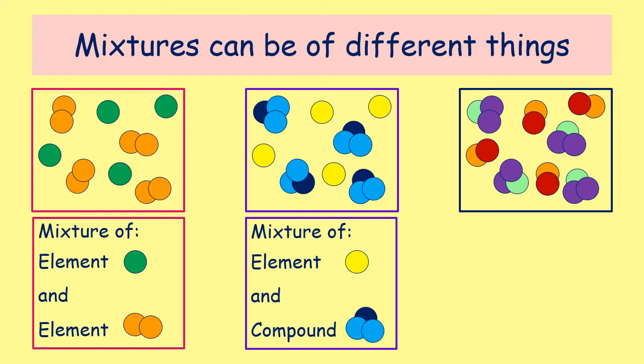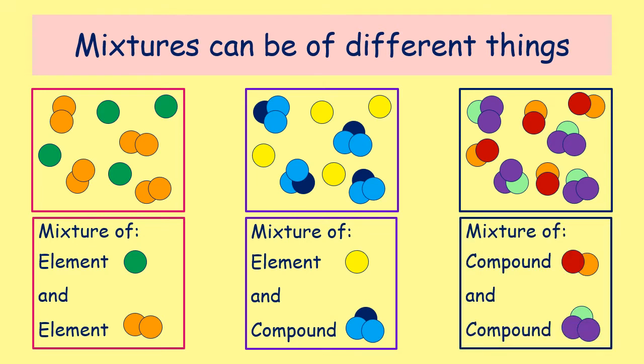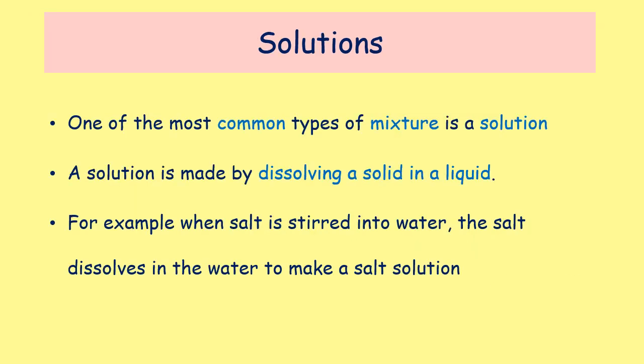If we look now at just the purple and green ones in that last box, ignoring the orange and red ones, they are also a compound because we've got two types of atom chemically joined together. So a mixture in that case of a compound and another compound. And so mixtures can be of elements, they can be mixtures of elements and compounds, or they can be mixtures of compounds.